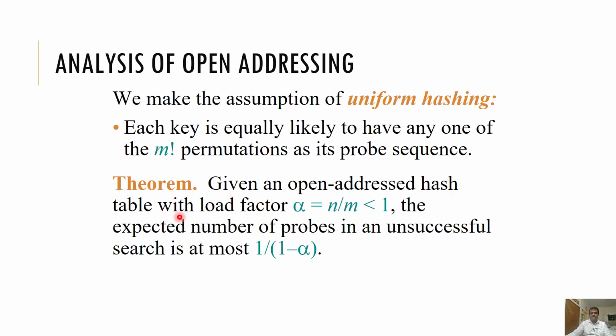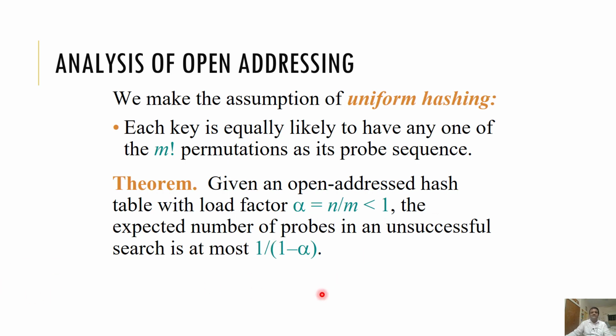Given an open address hash table with a load factor alpha, which is n by m. Obviously n has to be less than m in open addressing, because everything needs to be done in the same table; we have no extra storage outside the table, so no chaining is allowed. If n is 100 and the table size is 50, we cannot do it. We must have a table size of at least 100 or 200. So n must be less than m, which means alpha is always less than 1. This is the assumption for open addressing.